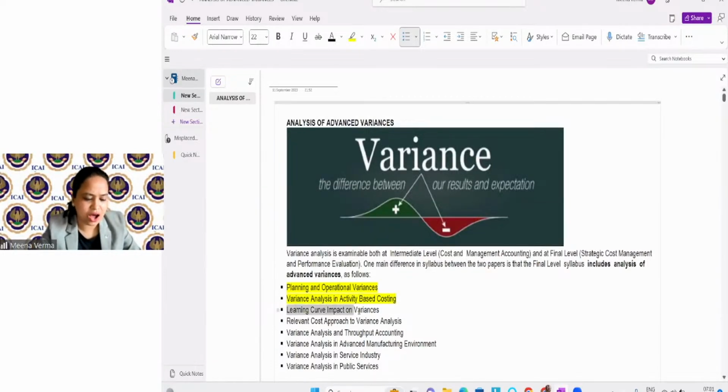Then we will see how variance analysis happens in case of the learning curve. Then we will learn in case of relevant costing how this variance analysis will happen. Then in case of throughput accounting, we will learn how this variance analysis happens. You can see that these are not the basic things which we have learned. But yes, before understanding this, we must know the basics. I'll give you a quick revision of everything we have learned in our basic classes, and then we will come back here to understand what is actually happening here.